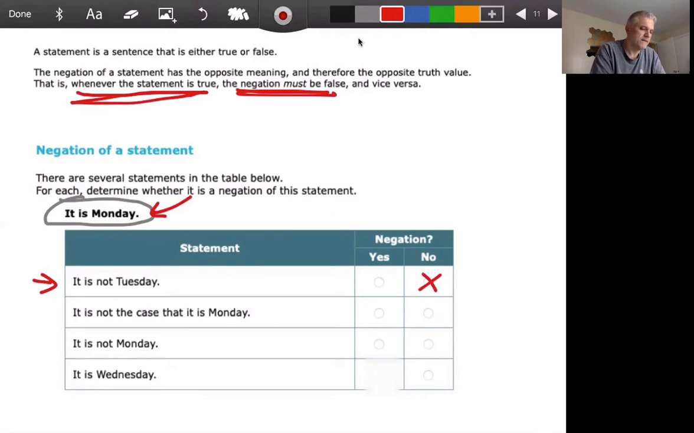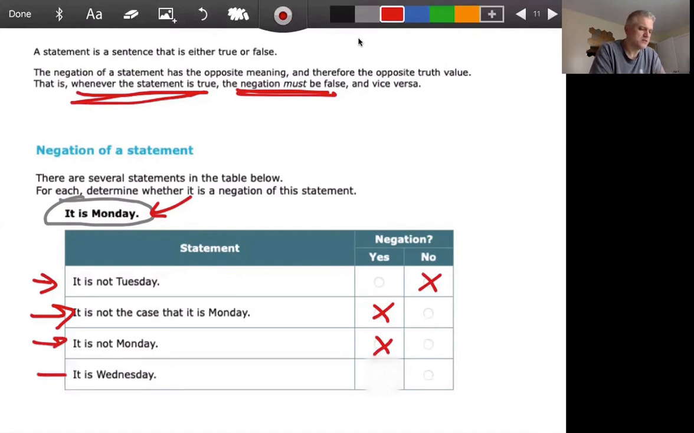Okay. It is not the case that it is Monday. So if this is true, does that rule out the fact that it's Monday? Yeah. It is not the case that it's Monday. If that's true, then it's not Monday. So that is definitely a negation. It is not Monday. Well, if that's true, is that false? Yep, it's very false. So that's a negation. And then finally, it is Wednesday.